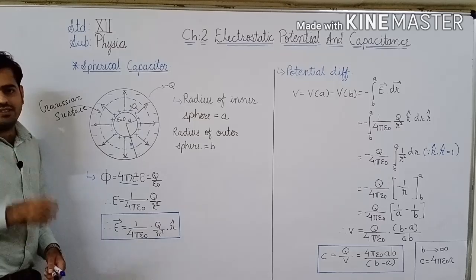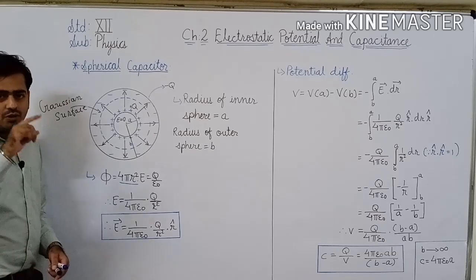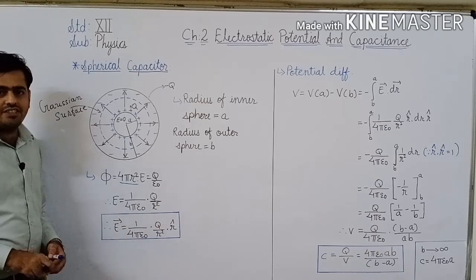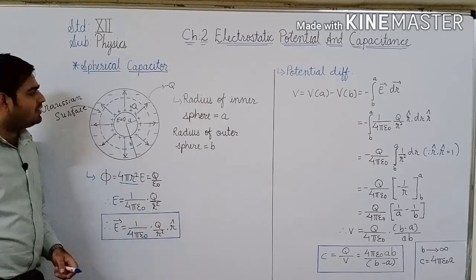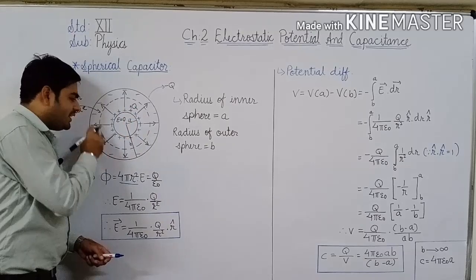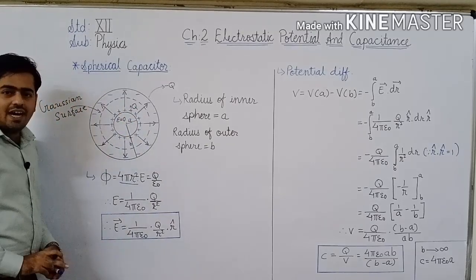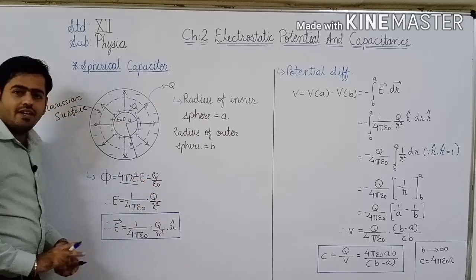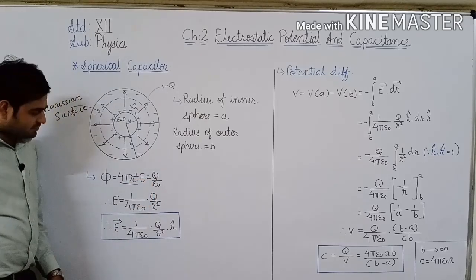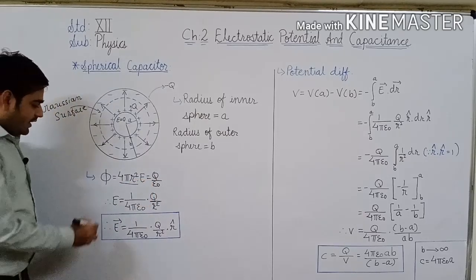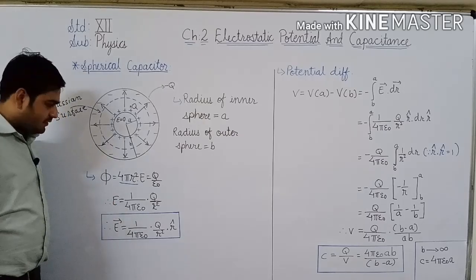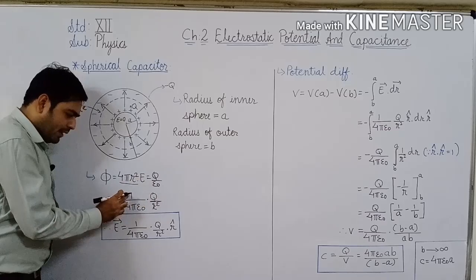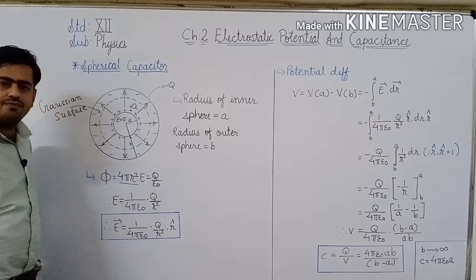And electric flux for any closed surface, for the Gaussian surface, is nothing but charge enclosed upon epsilon naught. What amount of charge is enclosed by the Gaussian surface? Charge enclosed is nothing but plus q, so we can write plus q upon epsilon naught. Therefore electric field E is equal to 1 upon 4 pi epsilon naught into q upon r square.